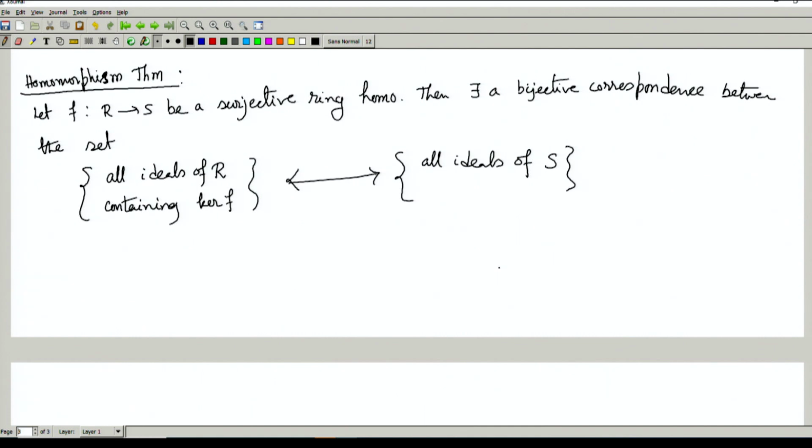In the statement we have seen that if you have a surjective ring homomorphism F from a ring R to a ring S, then this gives you a correspondence between the ideals. On one side we have all ideals of R containing the kernel of F, and on the other side we have all the ideals of S. It says that there is a bijective correspondence between these two sets. Today I will give you the proof of this homomorphism theorem.